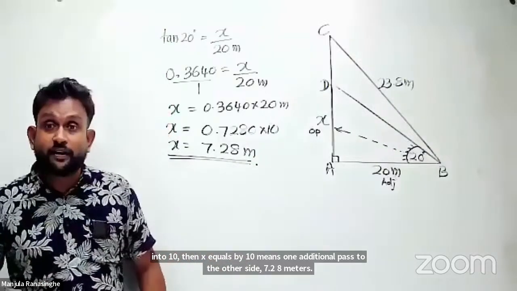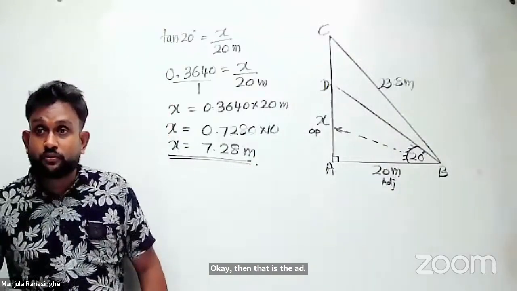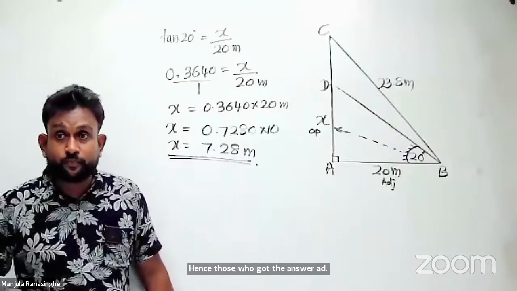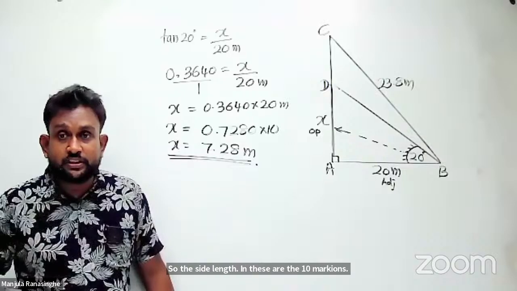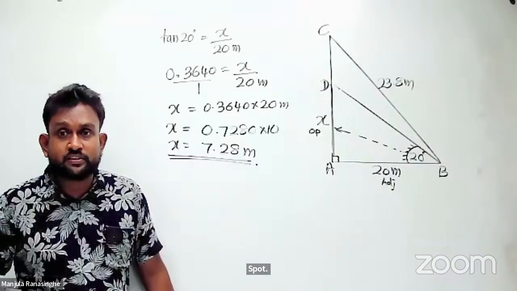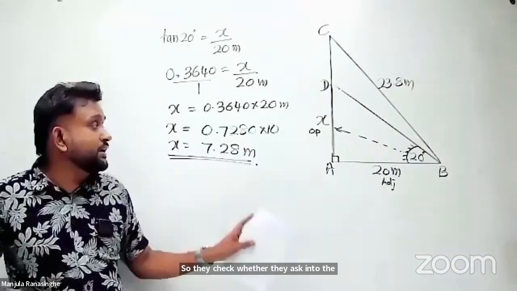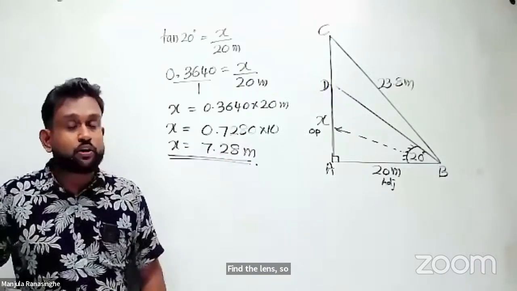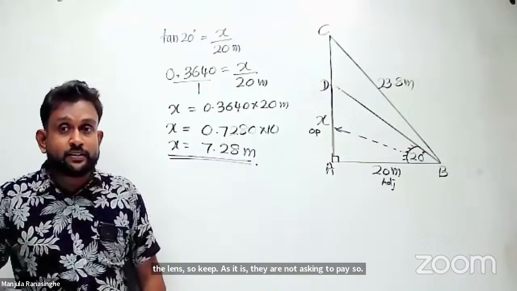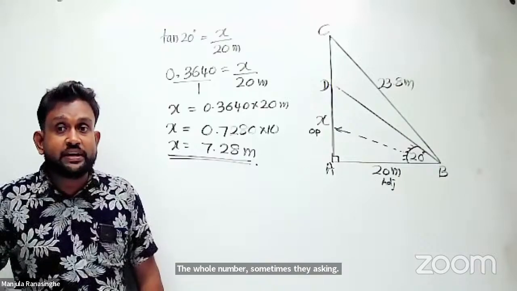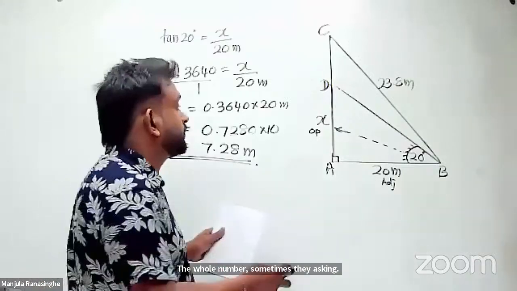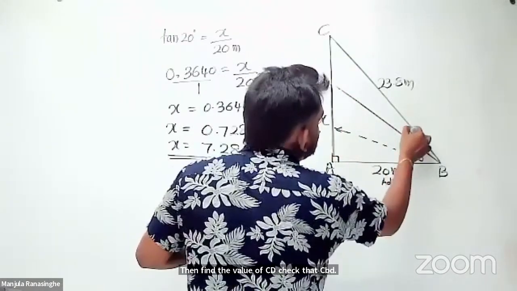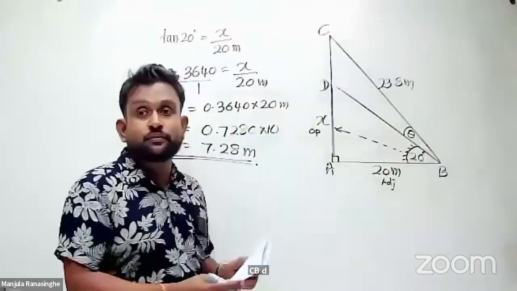Hands up those who got the AD length. These are the 10 mark questions, first part. They check whether they ask for decimal places. Here they say find the length, so keep it as it is. They are not asking for a first decimal place or a whole number, though sometimes they do. Then find the value of angle CBD.